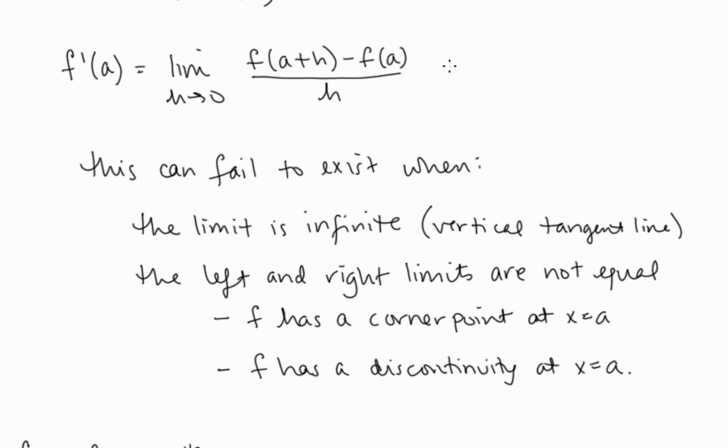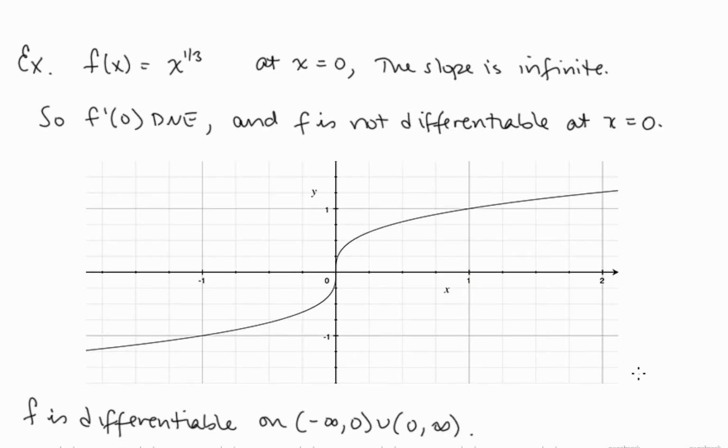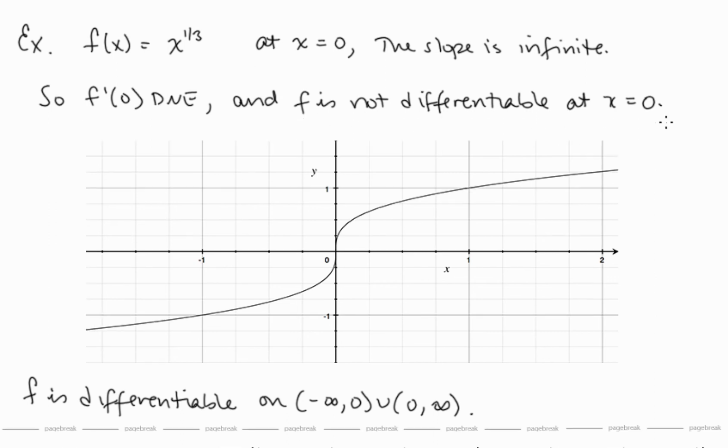This limit could also fail to exist if the left and right limits are not equal. And we're going to see a couple of examples of that where f has a corner point or a discontinuity at x equals a. So let's take a look at this example here. Here we have f of x equals x to the 1/3 power. And at x equals 0, we can see that the slope is infinite. So f prime of 0 does not exist, and f is not differentiable at x equals 0. And so in this case, f is differentiable on negative infinity to 0, union 0 to infinity. And these are open intervals on 0.